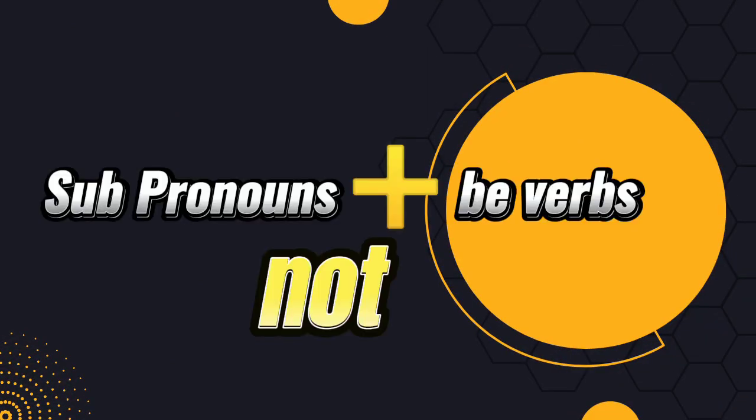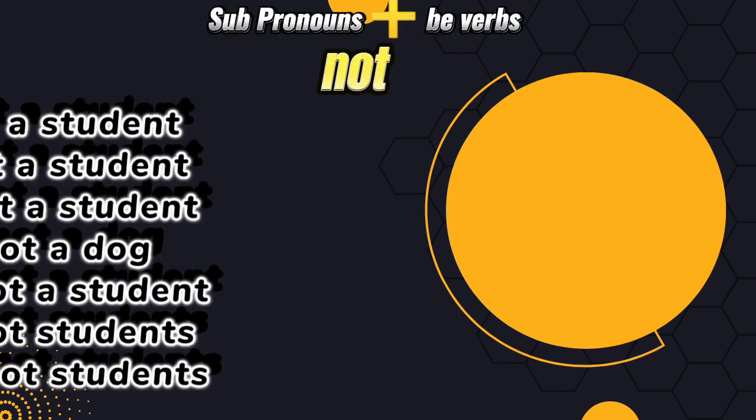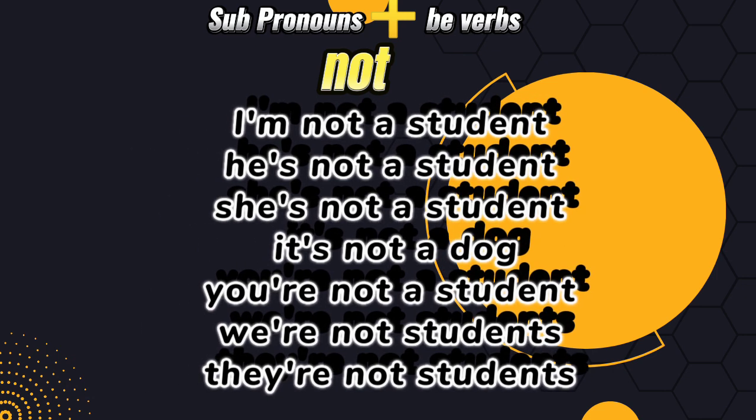We're going to talk about subjective pronouns, be verbs, and how to use them with the word not. So let's look at the board to help us out. Now, the first sentence says, I'm not a student. Not means it's not true. So remember, I'm a student means yes, I'm a student. I go to school and I learn.